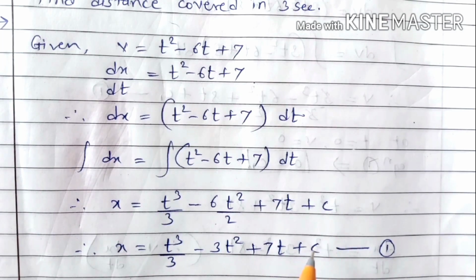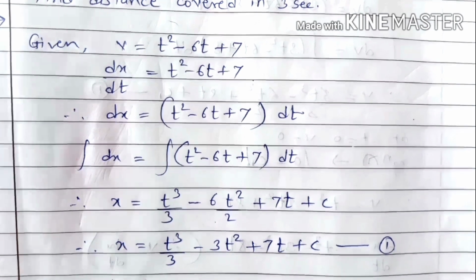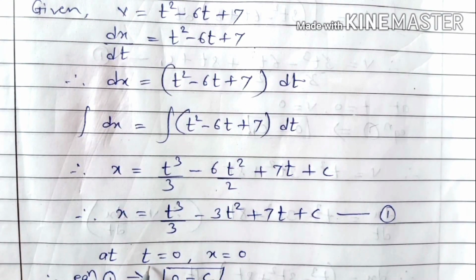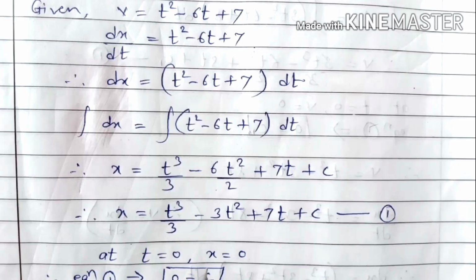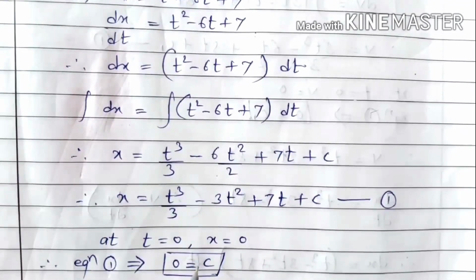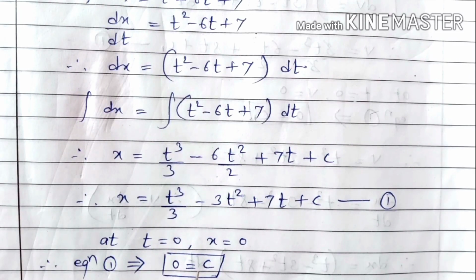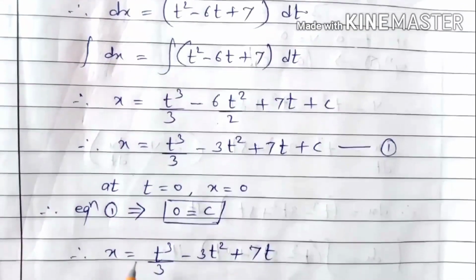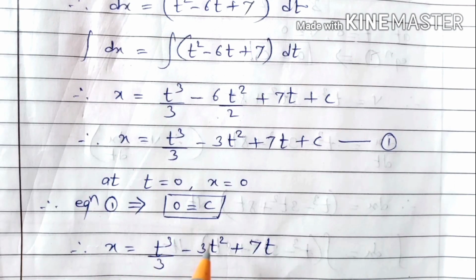To calculate this c, we know if the particle is at rest, then displacement is 0. So we consider if t equals 0, x is also 0. We put these two values in equation 1, then we get c equal to 0. So we put c as 0 here. The equation becomes x equals t cube by 3 minus 3t square plus 7t.